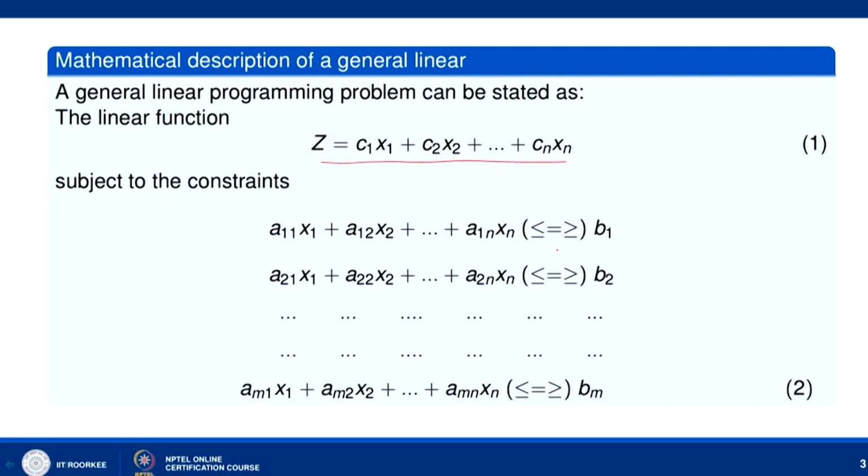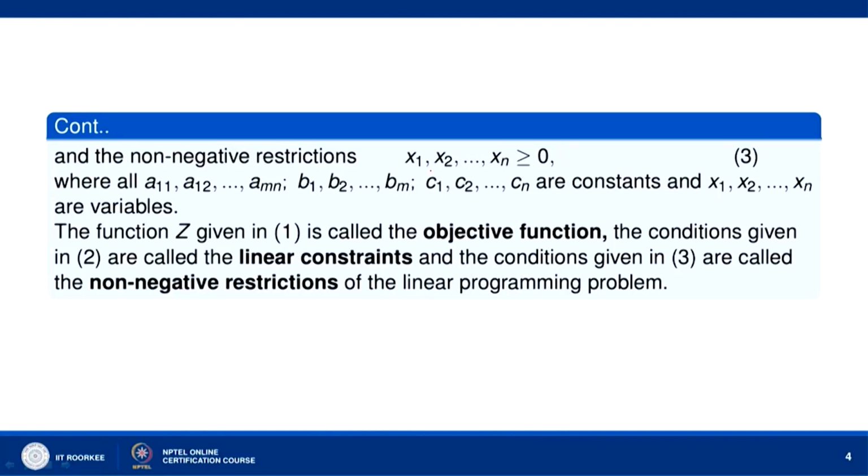So, the linear expression z equal to c1 x1 plus c2 x2 and so on up to cn xn is to be optimized, that is maximized or minimized subject to these linear equations or linear inequations. And the non-negative restrictions, there is a restriction on the values of x1, x2, xn that they are all non-negative.